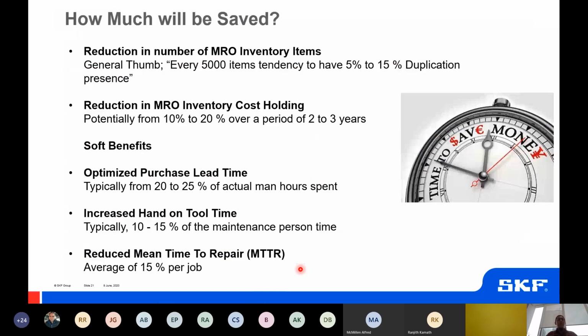So this is just how much will be saved. As I already mentioned before, between 5% to 15% duplicates, and then we can simulate what exactly the number of dollars is, and also the holding cost will reduce as the number of stock goes down.